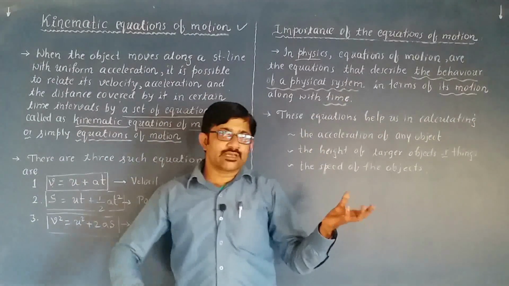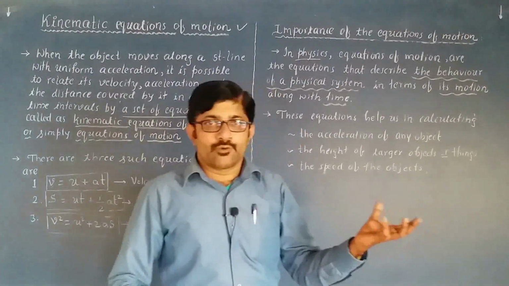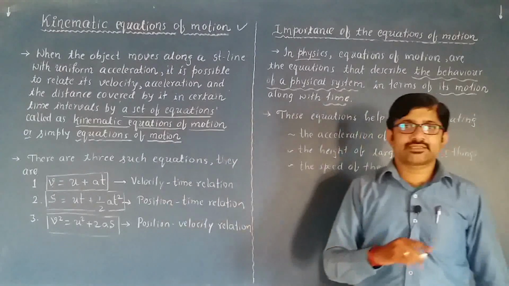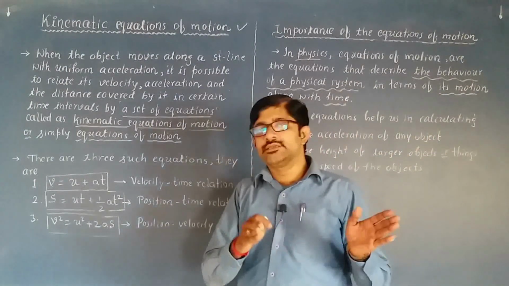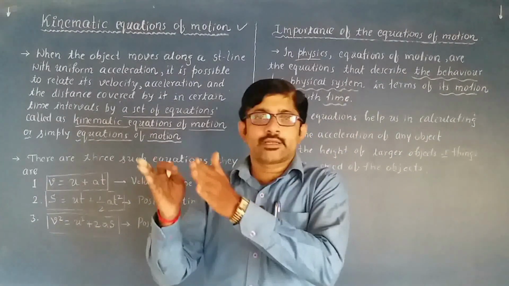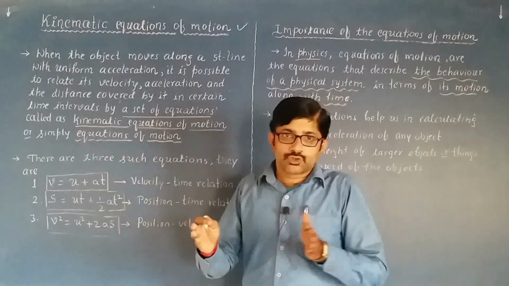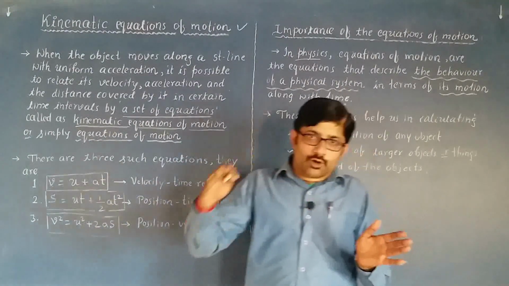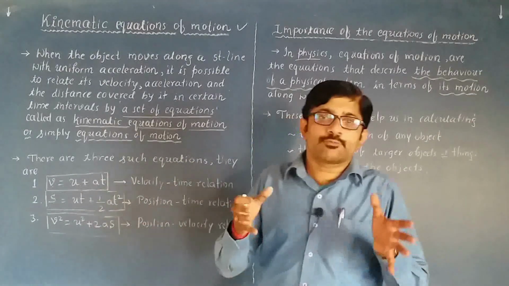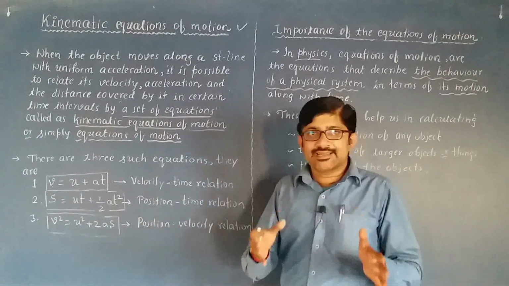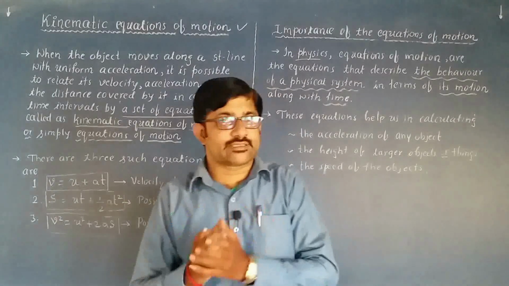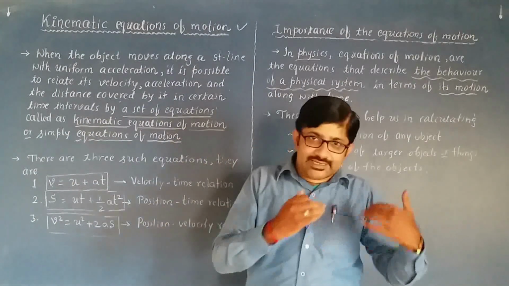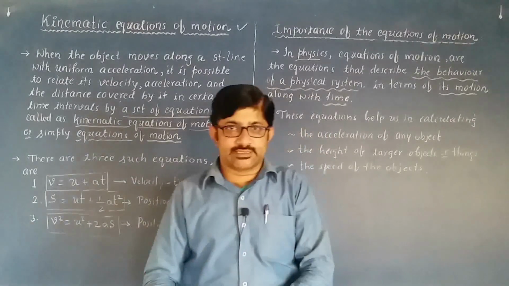Then what is the physical system? For that, let us imagine a car is moving on a straight road. Here the car is moving in the environment of the road, and we are observing that. That is taken as a physical system. The motion of the car we are analyzing is called a physical system.